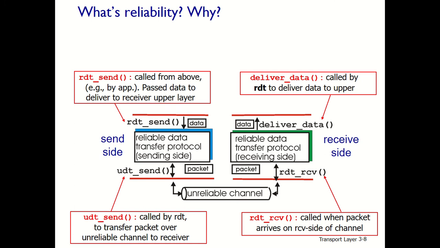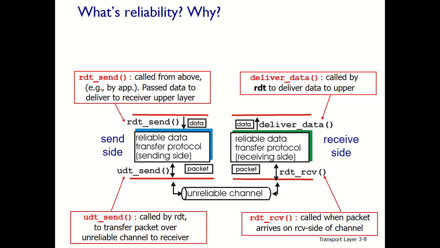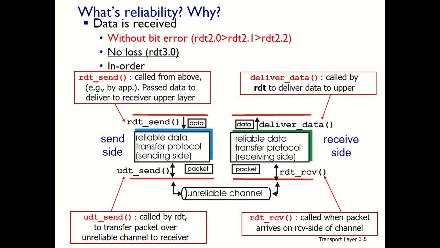So we have discussed the RDT 2.2 protocol. I think it is clear to you. Now let me remind you what reliability is and why it is important. Reliability means that the data is received without bit error, the data is received without loss, and the data is received in the order that is sent by the sender.